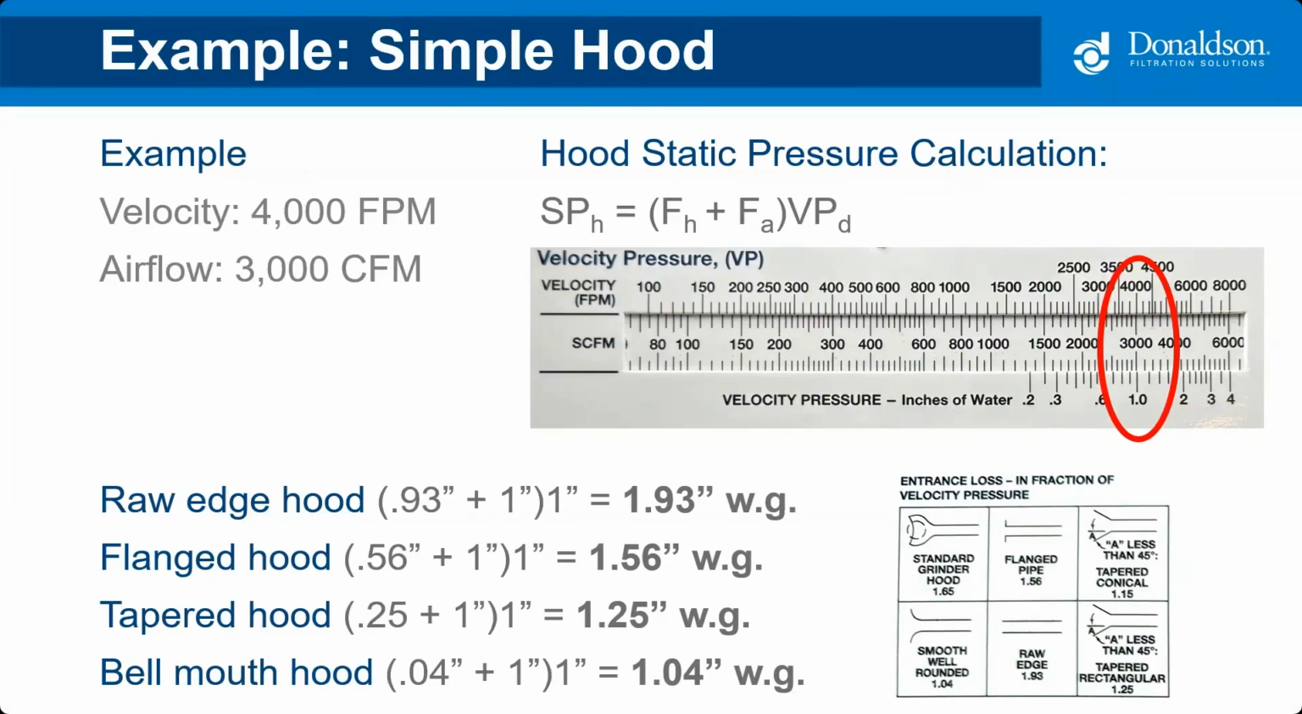To show you how hood type makes a difference, a raw edge hood adds the highest amount of static pressure to the system at almost 2 inches of water gauge. Flange hood is better at 1.56. The tapered hood is an improvement at 1 1/4, and the bell mouth hood is going to be the best at about 1 inch. And that little graphic on the bottom right shows you really where the difference is: a raw edge is almost double the amount of restriction of a bell mouth. So that's kind of a good example.